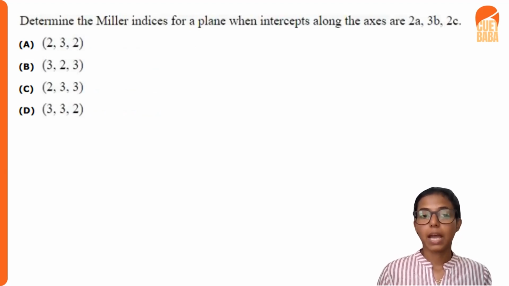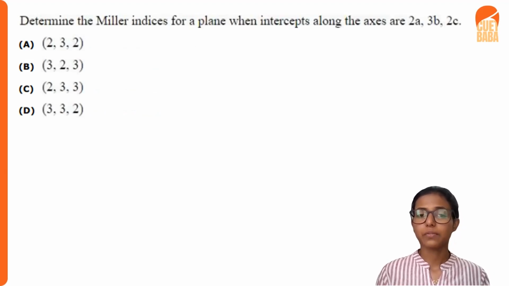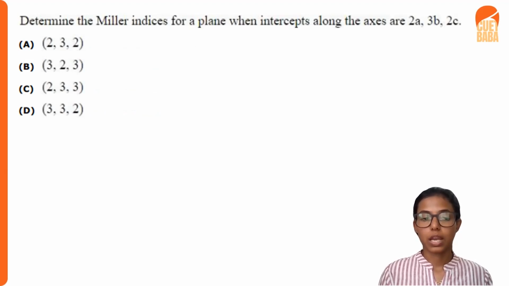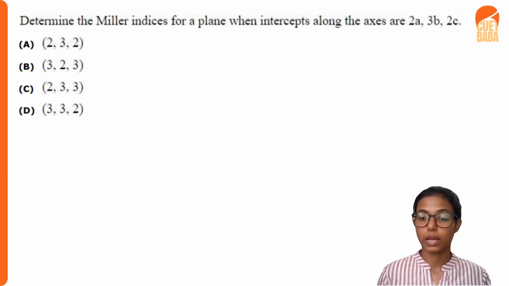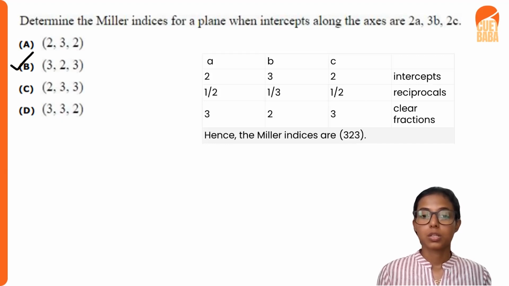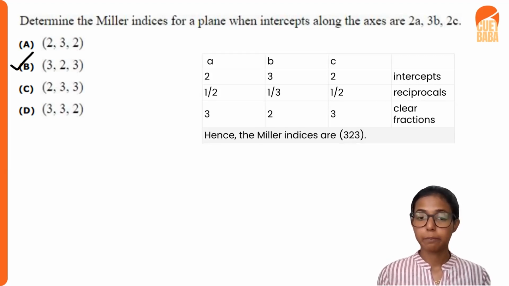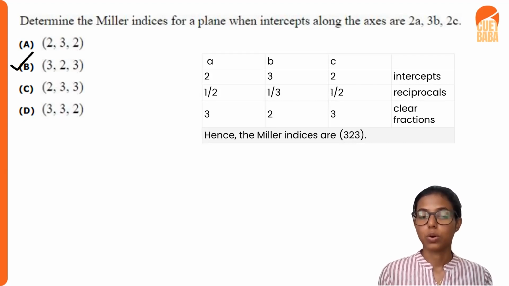Next question. Determine the Miller indices for a plane when intercepts along the axis are 2a, 3b and 2c. So option A is 2, 3, 2, B is 3, 2, 3, C is 2, 3, 3 and D is 3, 3, 2. What will be the Miller indices for the plane that has intercepts on the axis 2a, 3b and 2c. So the intercept a equal to 2, intercept b equal to 3, and intercept c equal to 2. In order to find the Miller indices, we first take the reciprocal of these intercepts. So the reciprocals will be 1 by 2, 1 by 3 and 1 by 2.